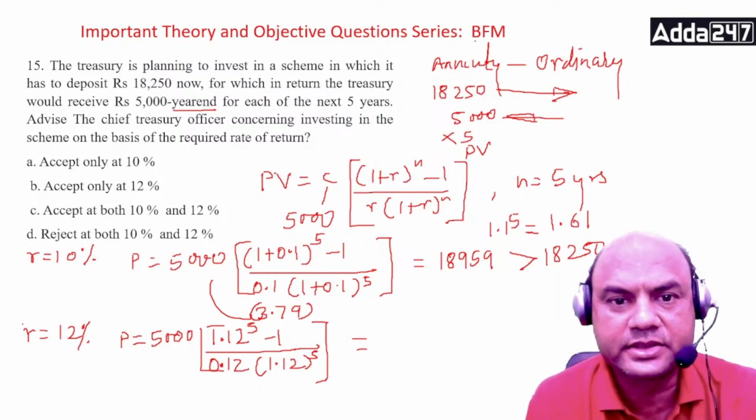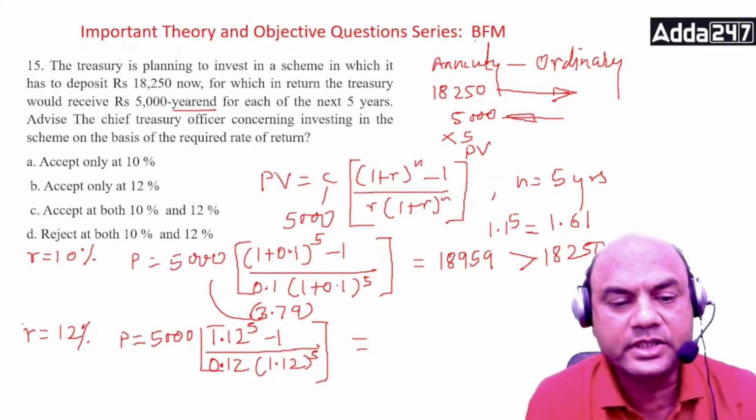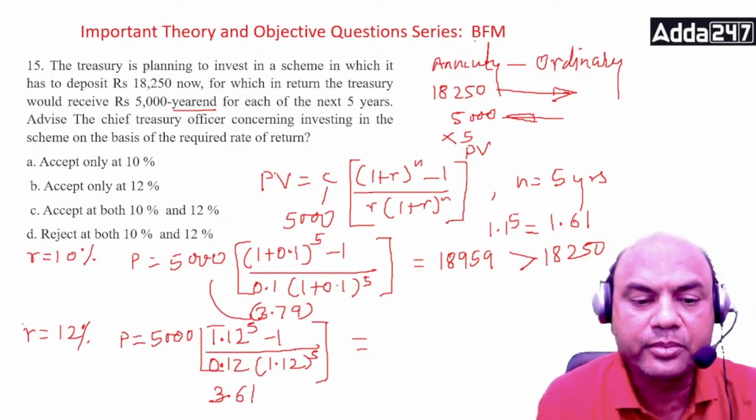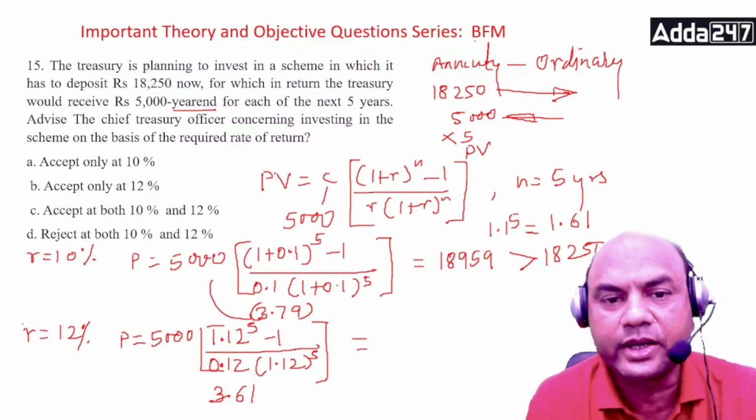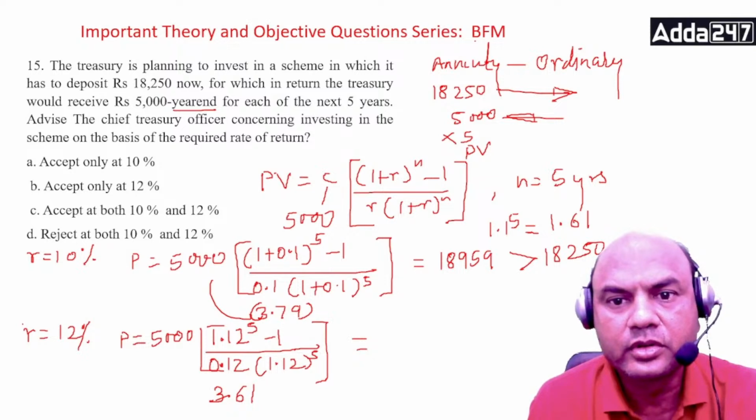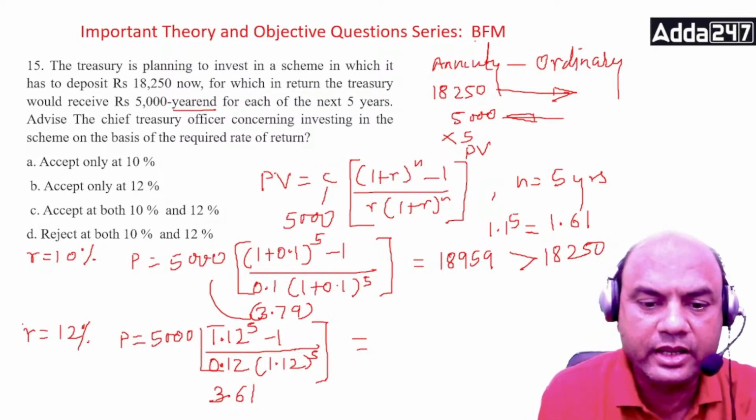Everyone please, yes. This is sort of a case study, okay? So the answer which you are getting is 3.61. This is the answer I am getting, 3.61. So 3.61 into 5000. Multiply this now. So 18047. Are you getting this?